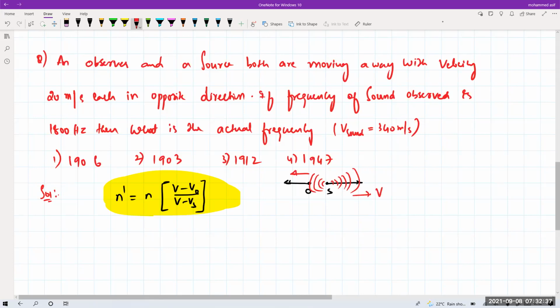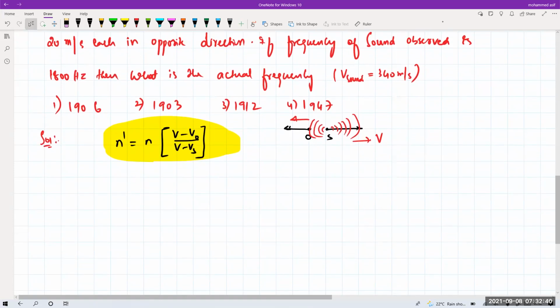So what can I take here? Sign convention: N dash will be equal to N into V minus velocity of observer. Both of them are in the same direction, so this will be positive, divided by velocity of sound and velocity of source. For the source, velocity of sound will be heard in the opposite direction, because I'm taking only one direction into consideration, whoever is observing it. That means this will become V plus Vs.